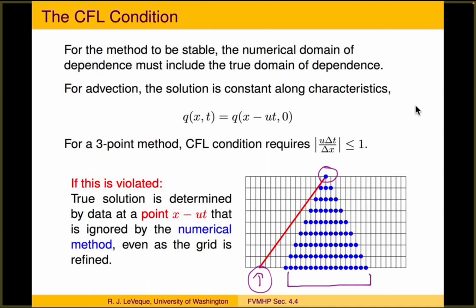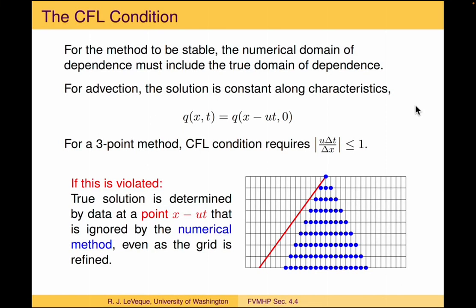And so I could change the data in such a way that I've changed the true solution without changing the numerical approximation whatsoever, or vice versa. And so there's no way that the numerical method can be converging to the true solution of the differential equation when it's using data that's potentially completely independent of what the true solution of the differential equation is. So that's kind of the picture of why the CFL condition makes sense.